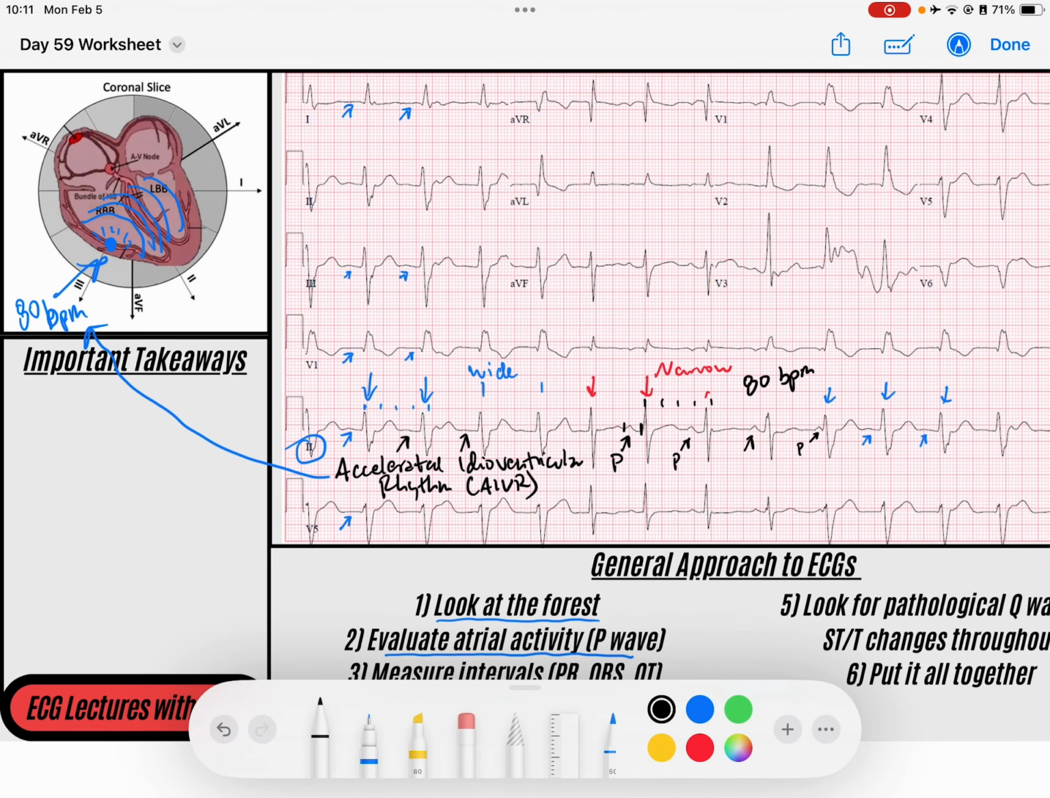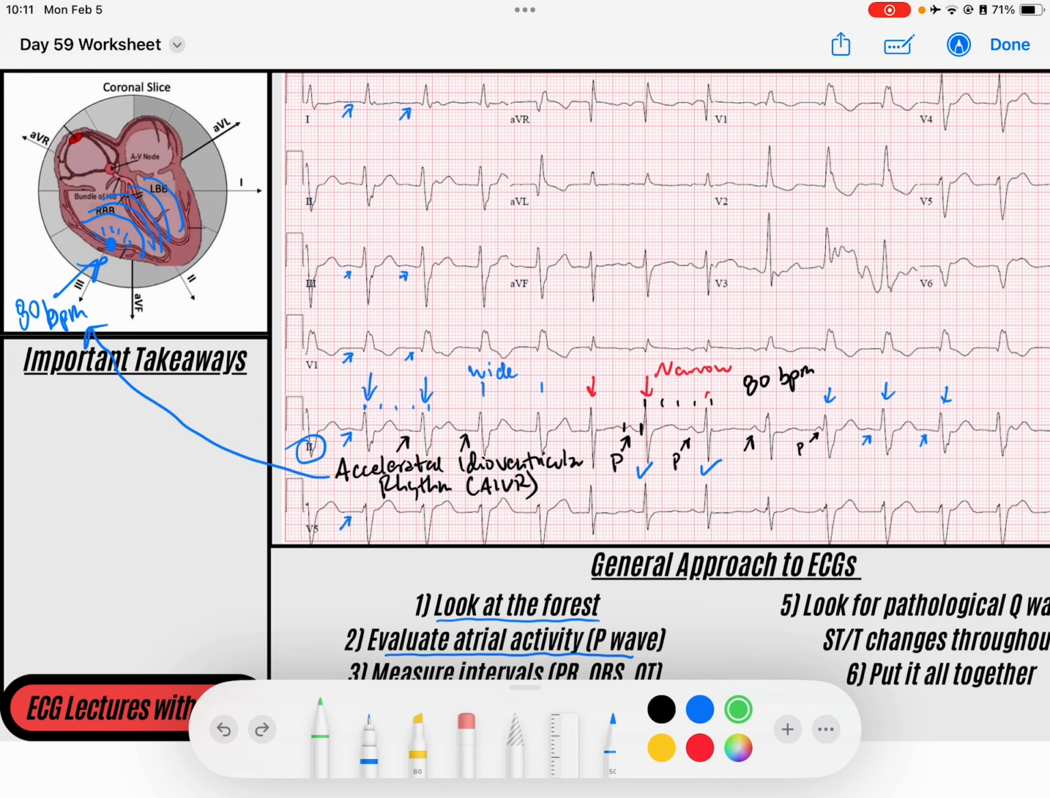And so we get this for roughly 2 beats. So we have 2 normal sinus beats here at a rate of roughly 80 beats per minute. And then we have kind of this funky beat. This beat right here is kind of a funky beat.